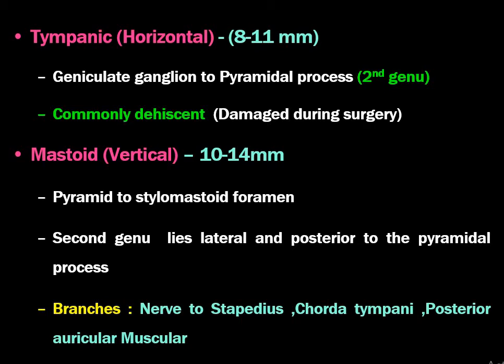The mastoid segment, also called the vertical segment of facial nerve, is around 10 to 14 mm in length and starts from pyramid and ends in stylomastoid foramen. The second genu lies lateral and posterior to the pyramidal process. This is very important. Posterior and lateral to pyramidal process. The branches given here are nerve to stapedius, chorda tympani, posterior auricular nerve, and the muscular branches.